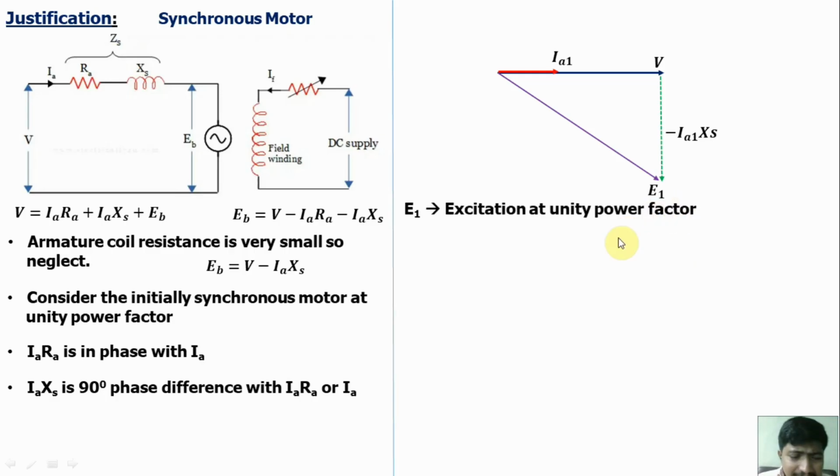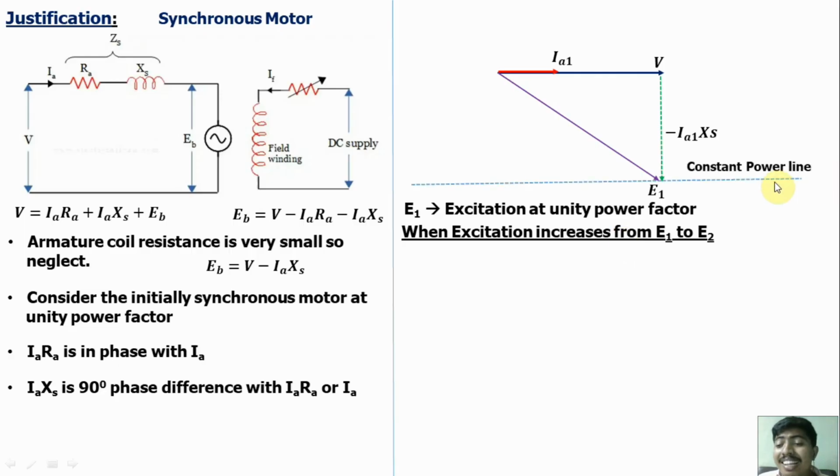Now when the excitation increases from E1 to E2, what will happen? We know that for a synchronous motor the input power is constant. So we will draw the constant power line. If excitation increases from E1 to E2, the length of E1 increases, the magnitude of excitation increases from E1 to E2.